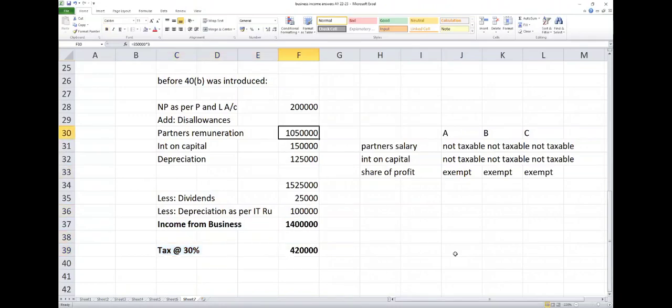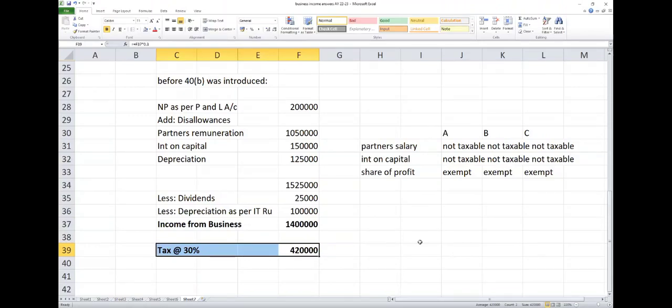Partners' remuneration is getting taxed at 30%. Interest on capital is getting taxed at 30%. So people are not interested in starting a firm type of business. In a partnership firm, profits are taxed at 30%, and even salaries and interest on capital were added to the firm's income, and 30% was paid by the firm. So people are not interested.